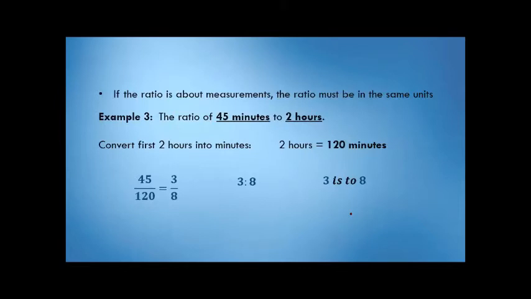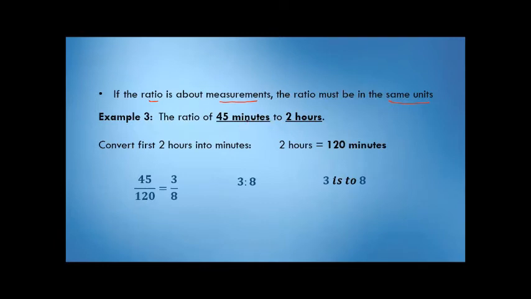Now, if the ratio is about measurement, so ang kino-compare naman is measurement ng dalawang quantity, the ratio must be in the same unit. So pag sinabi natin same unit, parehas dapat siya ng unit of measurement. So katulad nitong example number 3, the ratio of 45 minutes to 2 hours. So alam natin magkaiba ang minutes sa hours. So what we're going to do is kailangan gawan natin ng paraan para maging same unit of measurement.